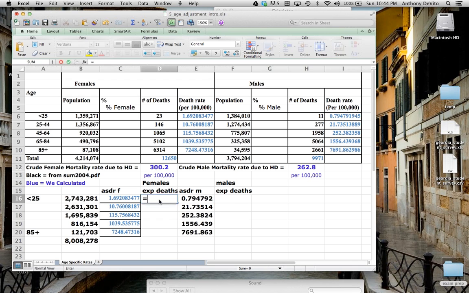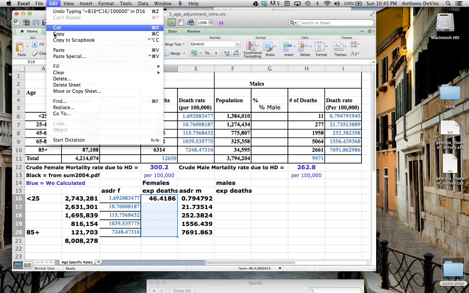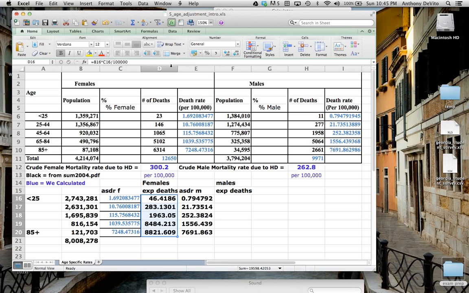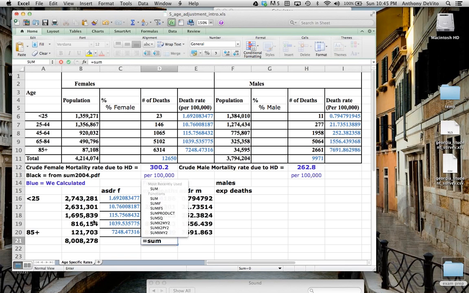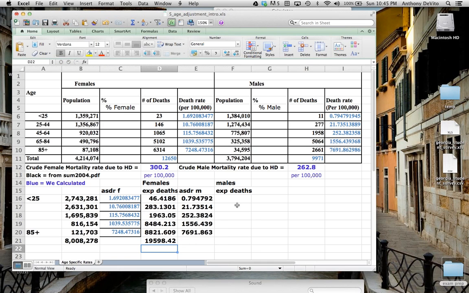Okay, so let's see how many females I would expect to die. Out of 2 million females, divided by 100,000. Remember, that's per 100,000. I'd expect 46 deaths. So I'm going to go down there and do that for all of them. Fill down. Okay, that's the number of deaths I would expect. And the total number of female deaths, given this population distribution and size, is going to be 19,000, whatever it is.